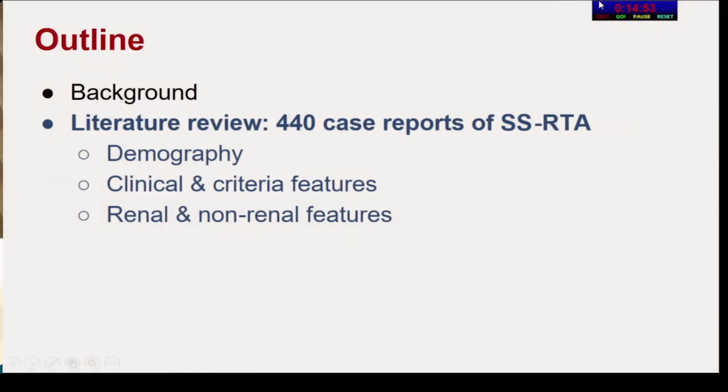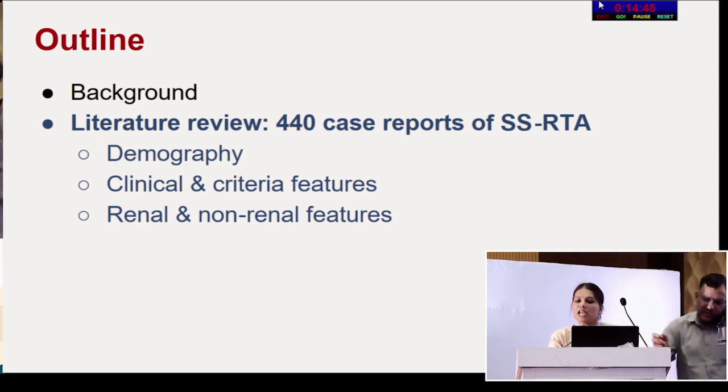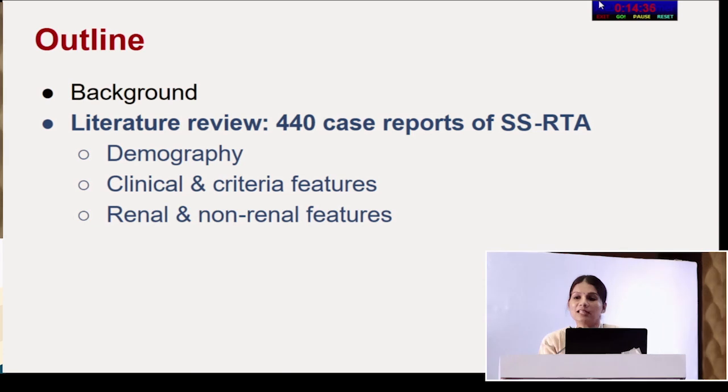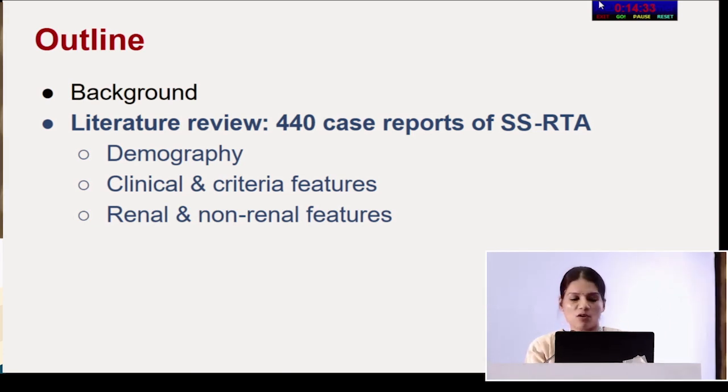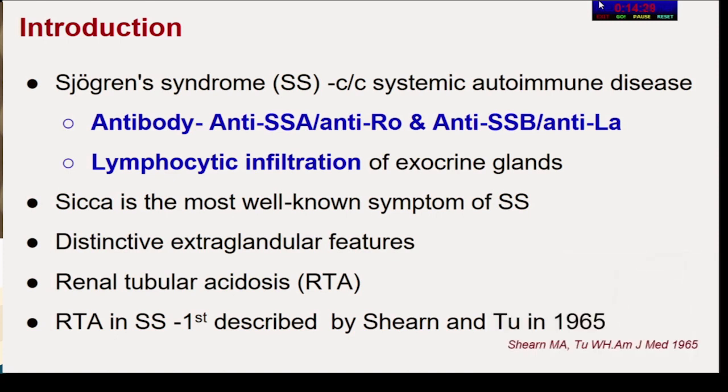So this would be the outline of my talk. A couple of slides on the background of Sjogren's syndrome and renal tubular acidosis, and then I would like to focus on the literature review of 440 case reports of Sjogren's syndrome and RTA in published literature, focusing on demography, clinical and criteria features, renal and non-renal features. Now, as Professor Hal Schofield already mentioned, there are two very important aspects to diagnosis of Sjogren's syndrome. One is the presence of antibody, and second is presence of lymphocytic infiltration of exocrine glands.